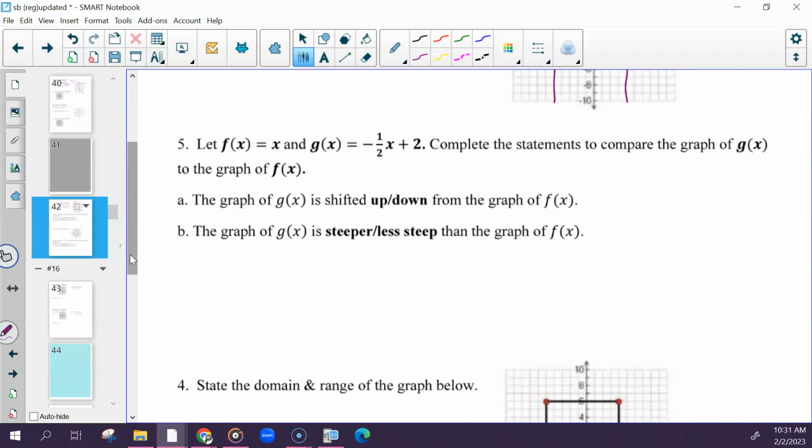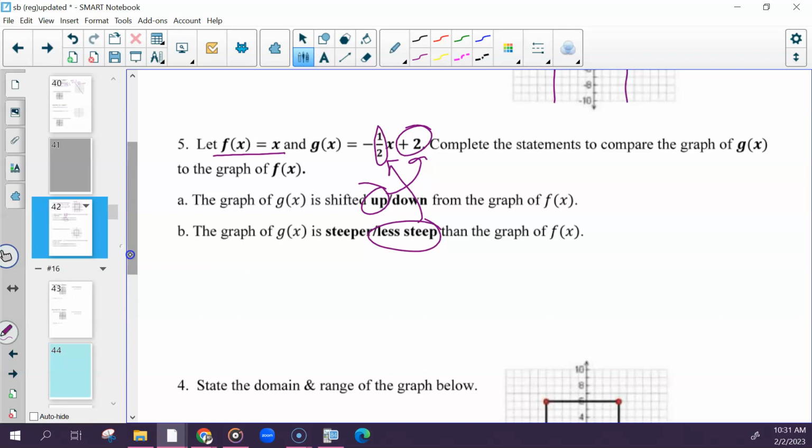Okay, this last one. So you'll need 3 things here. 1, this is shifted up because this has a y-intercept of +2. Remember, you're always comparing it to this. This is less steep because of the 1/2. And then you can add in like a C or another point.